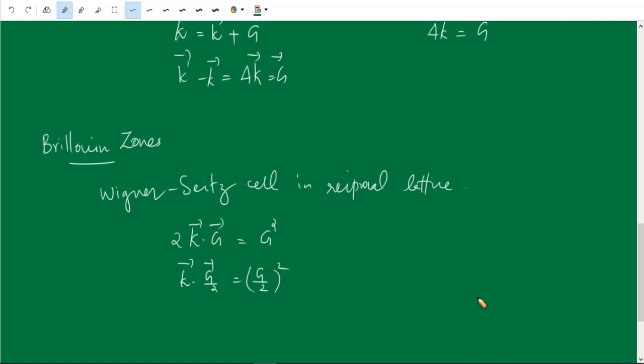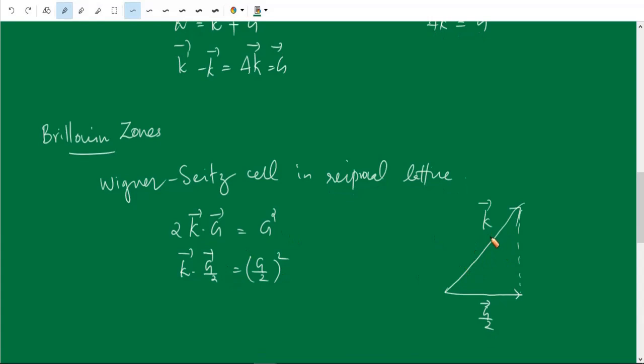So that means k dot g by 2. So this is k vector, and this is g by 2 vector. Therefore, the projection of k along the vector g is g by 2 only. That means k dot g by 2 equals g by 2 whole square. Okay, so this is the meaning of this equation.